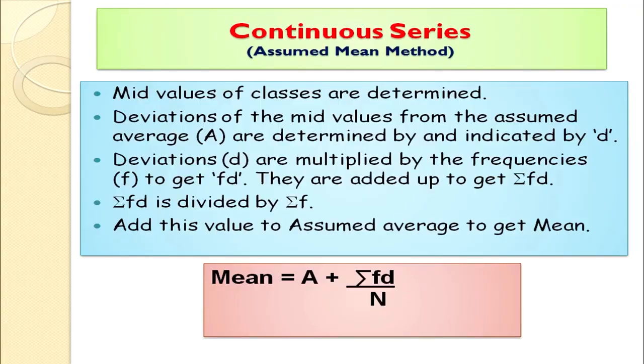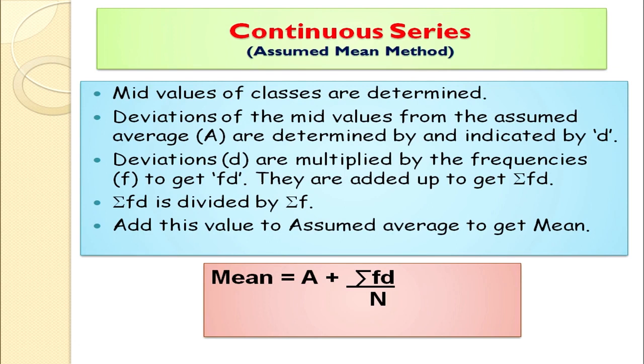Now, let us discuss how we can calculate mean in case of continuous series by assumed mean method. What are the steps by which we should calculate it? Step 1 remains the same: we have to calculate mid values. Step 2: from the mid values, we have to identify the assumed average and mark it as A. Then the next step is to find the deviations. Deviations would be x minus A.